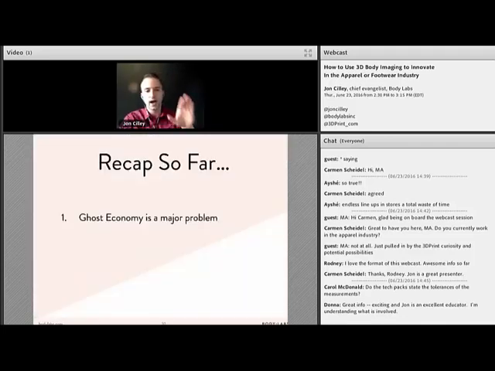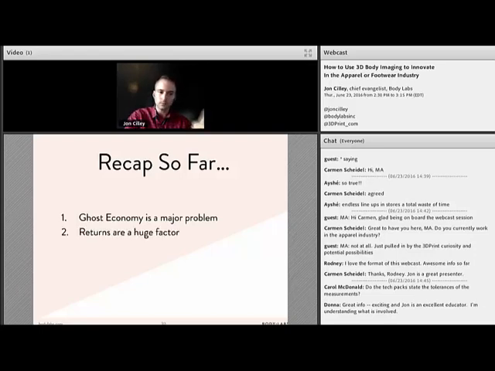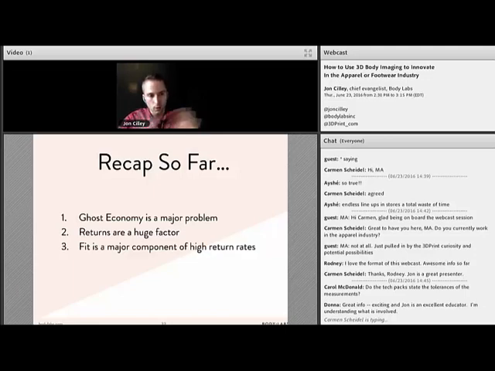So I'm going to recap really quickly, and then after I get to the third bullet, we'll introduce the polling question. We have one polling question for you guys today, and then we'll move on to the rest of the presentation. But recap so far is, hey, ghost economy is a major issue, right? Returns are a huge factor as a part of that ghost economy. And then fit is a major component of those high return rates. Okay? So with that, I'm going to open it up for this quick polling question.